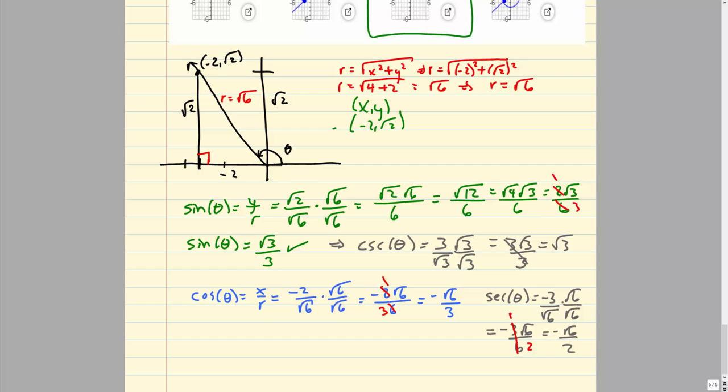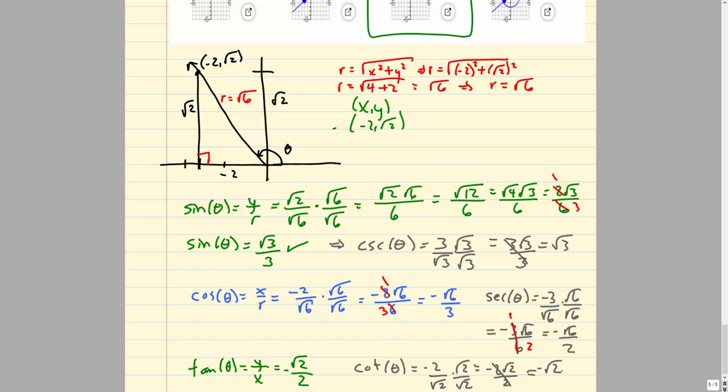Now the last one that we can look at, let's look at tangent. Kind of running out of room here. Tangent of theta is y over x. So for y over x, this would be the square root of 2 over a negative 2, but I'm going to pop that negative out front, so that way we can keep track of it. We usually don't leave the negative signs in the denominator. And then cotangent of theta would be the reciprocal of that. So it would be a negative 2 over root 2, negative 2 root 2 over 2, some canceling occurs, and I'm left with negative root 2.